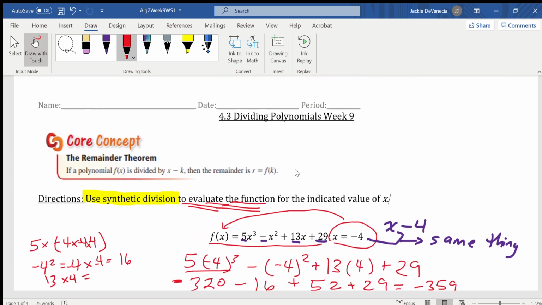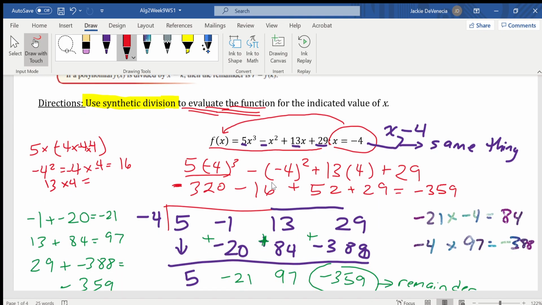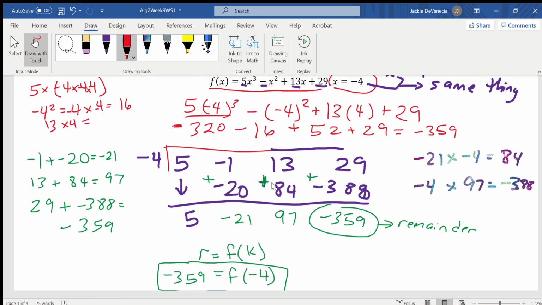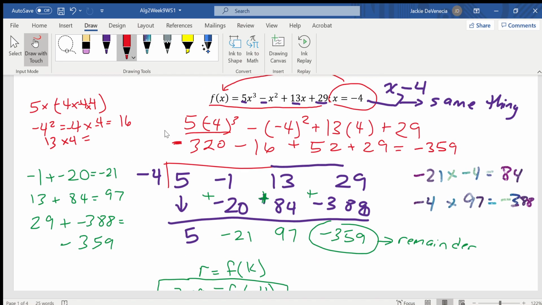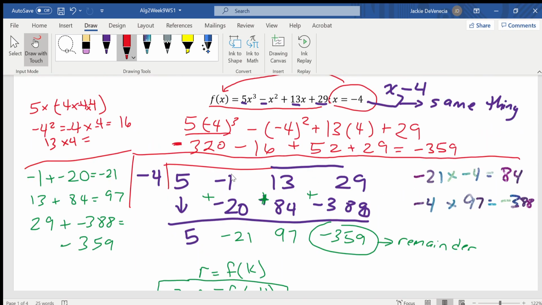And this was all thanks to the remainder theorem, which helped us to just go ahead and use this shortcut. Right? So for the problems of this week, you're going to be using your synthetic division to evaluate the function. So I want you to do the method just like this. And you can go ahead and check your work, but this is the method that we're using.